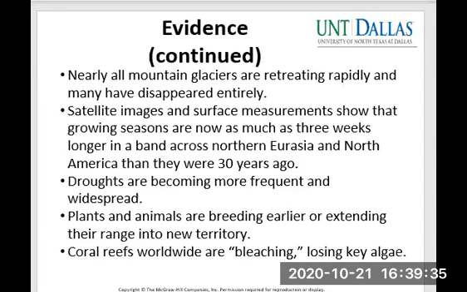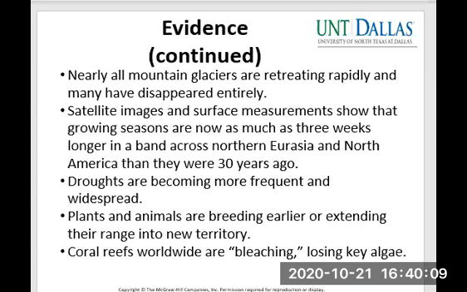We have satellite images and surface measurements that show that growing seasons are now as much as 3 weeks longer in northern Eurasia and North America compared to 30 years ago. Certain southern plants and animals are moving into Arctic regions, while Arctic species like musk ox, caribou, walrus, or seal are declining. Droughts are becoming more frequent and widespread. The plants and animals are breeding earlier or extending their range into new territory.